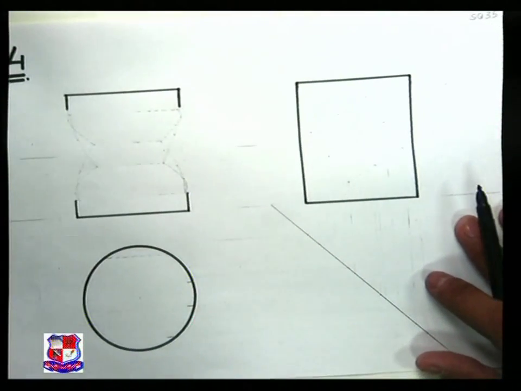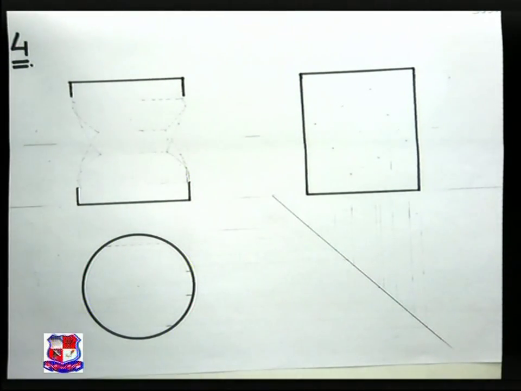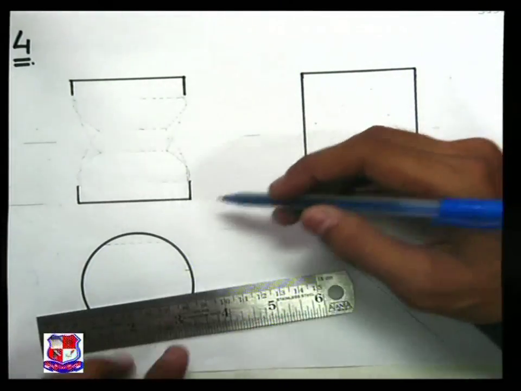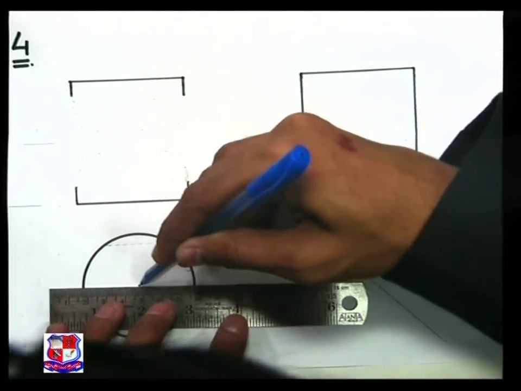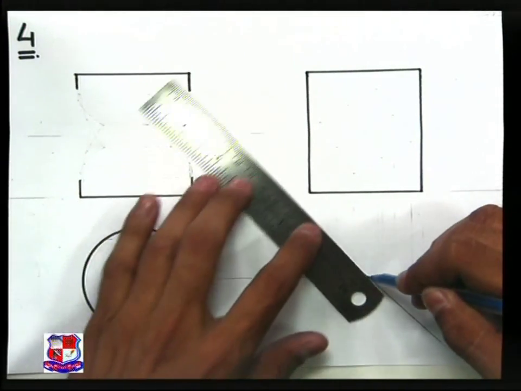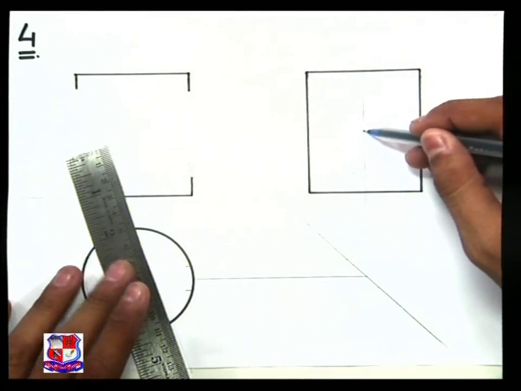So this is the front view and side view of the cylinder. Now it would be needed to locate the axis of the cylinder. So it would be drawn like this: from this point, draw a straight vertical line. So this is the axis of the cylinder.